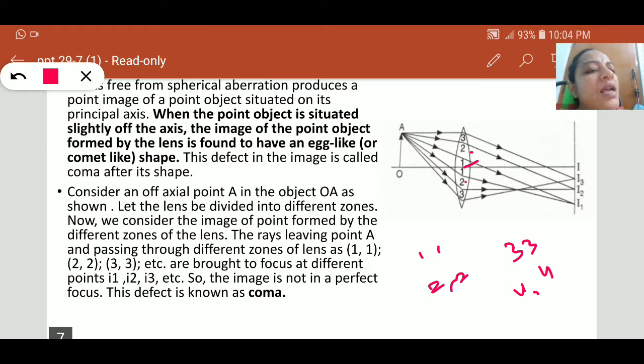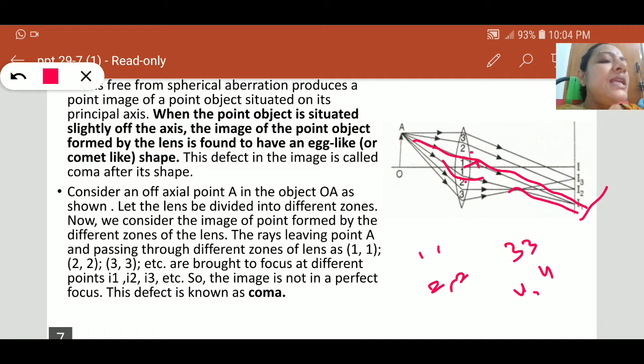If the light rays from the object placed off the principal axis are incident on the first zone, they form the image at I1. Similarly, the rays incident through the second zone are brought to focus at image I2, from the third zone I3, and so on: I1, I2, I3, I4, etc. Depending upon the different zones, the images are formed.